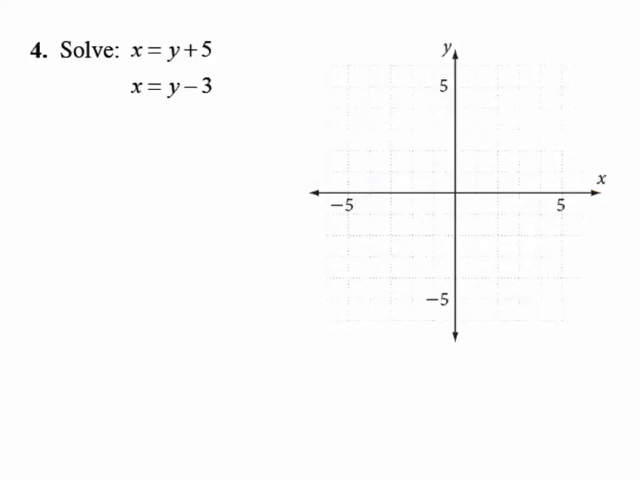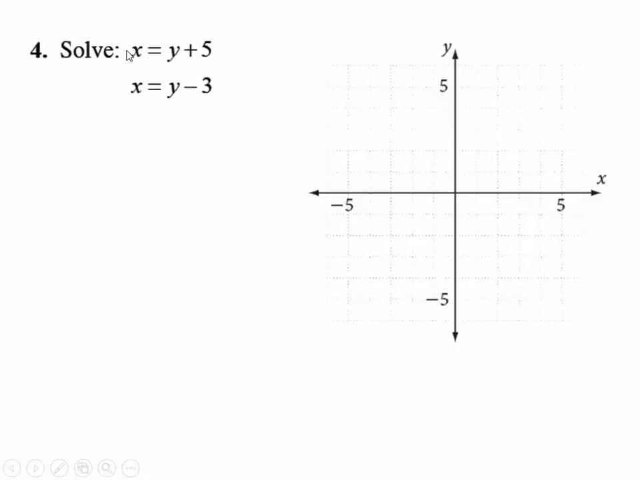So x is equal to y plus 5, x is equal to y minus 3. Alright, the first thing is I don't like the fact it's solved for x. I would appreciate it if it was solved for y, because then I can use y equals mx plus b.